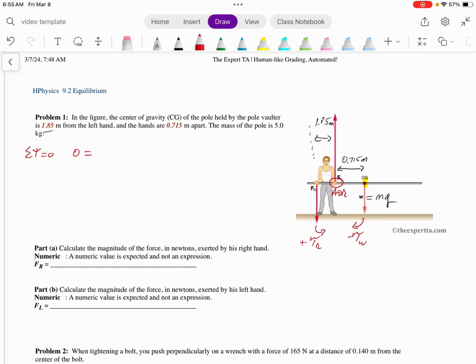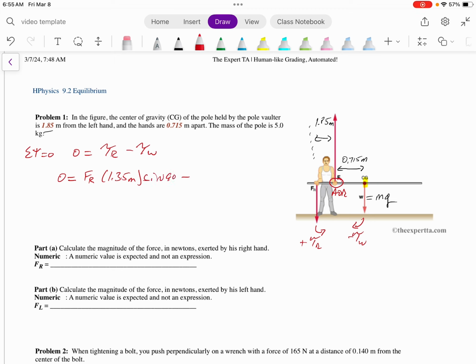So 0 equals the positive torque caused by the right hand minus the torque caused by the weight, again about the axis of rotation at his left hand. Why did I pick that? Because I don't know anything about the left hand force or the right hand force, but if I eliminate one of them, and they're asking about the other, it works. The torque from the right hand is the force by the right hand times the distance from the axis, 1.85 meters, times the sine of 90 degrees, which is 1. I'll write it, but we could ignore it.